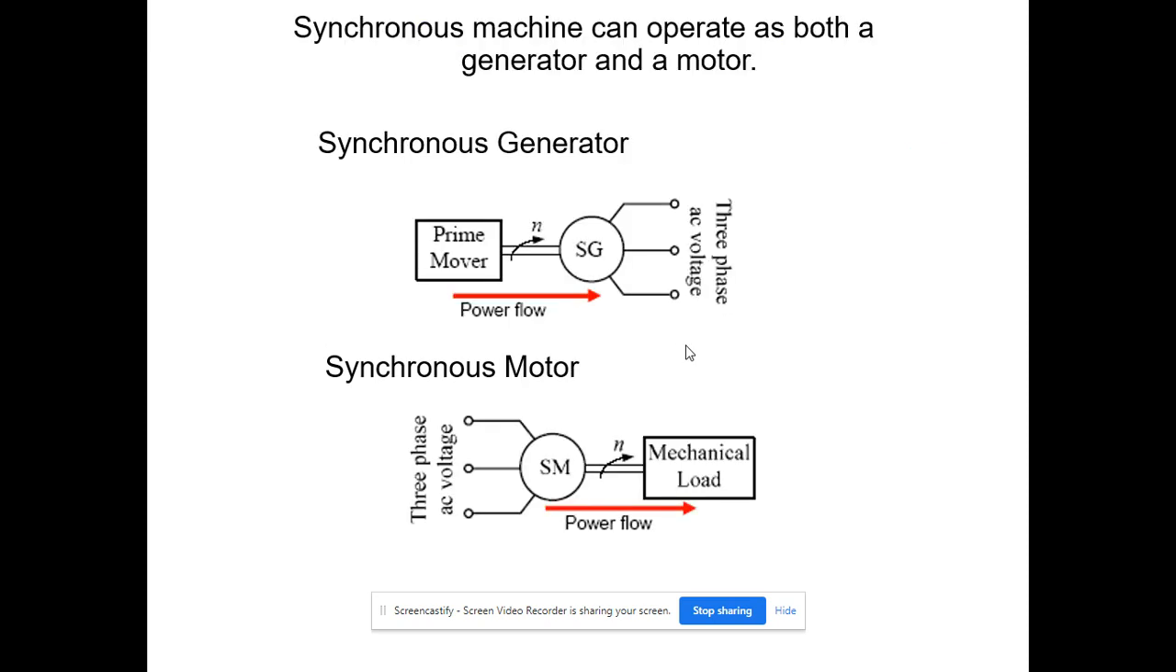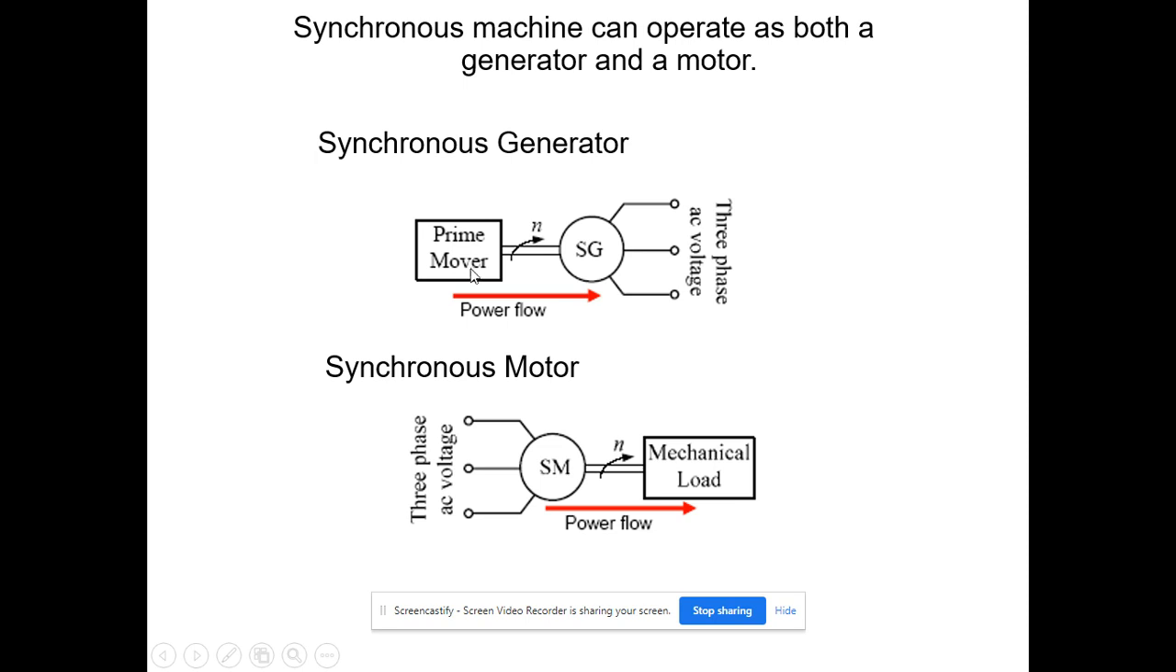Normally, when we give an AC three-phase supply to the synchronous machine, the machine can run. It can be coupled with a mechanical load. Here the electrical energy is converted into mechanical energy, so this is called a synchronous motor.